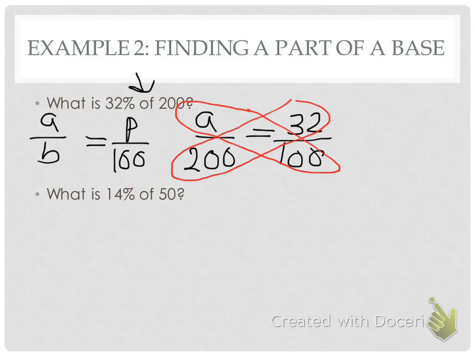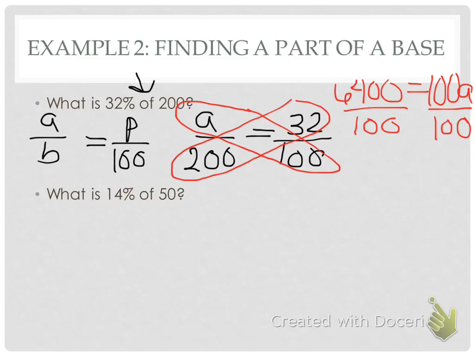Okay? 200 times 32 is 6,400 equals 100A. Divide both sides by 100, and A equals 64. Okay? All right, again, I'm going to go ahead and pause it and let y'all work through the second one.